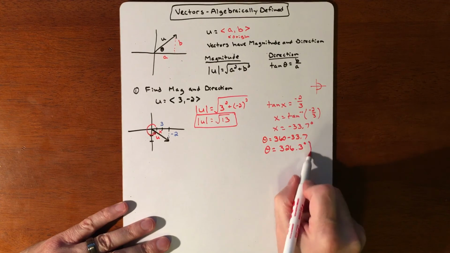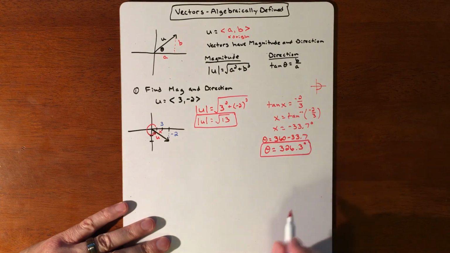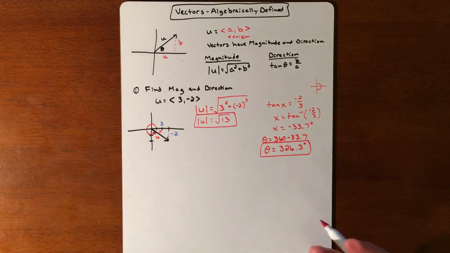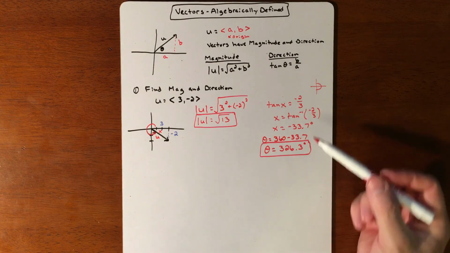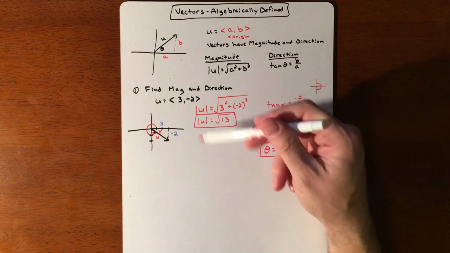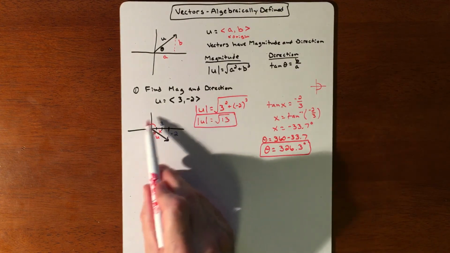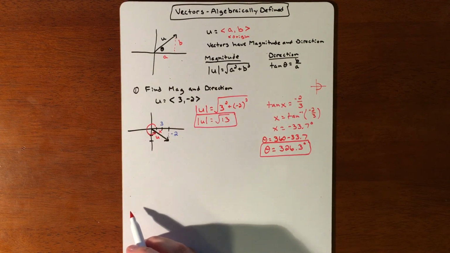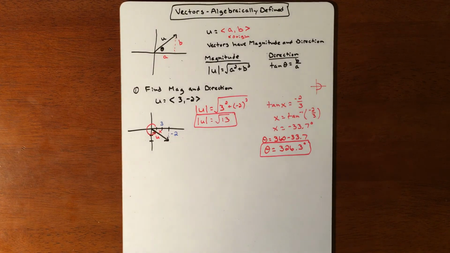So our direction is going to be about 326.3 degrees. So the great thing about vectors is if you're in a trig class and you've been working through this, and vectors are usually later on in the semester, nothing new is happening here. You're just plotting your point, doing stuff that you already know how to do. All right, so that was one problem and the beginning of defining vectors algebraically.